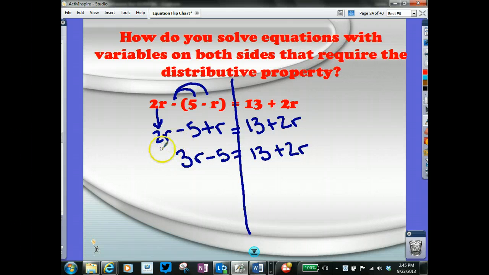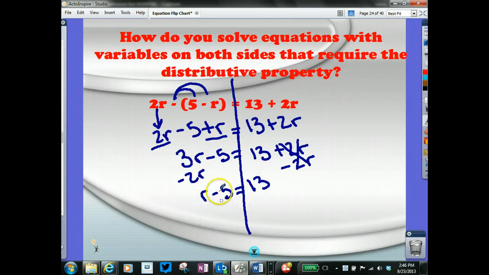So I just simply combined my 2r and plus, because it's in front, there's a plus in front of the r. So now I'm back to a multi-step equation, variable on both sides. I want to keep it positive, so let's go ahead and subtract 2r from both sides. And that's going to get 3 minus 2. It's going to get my variable to that side. That's going to cancel out. Bring down my minus 5 equals 13.